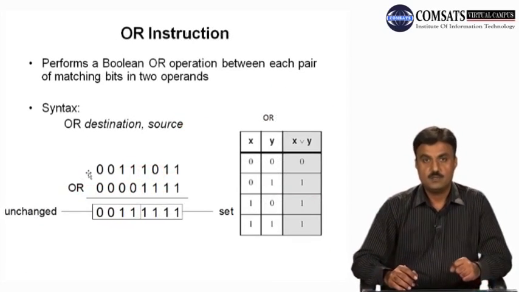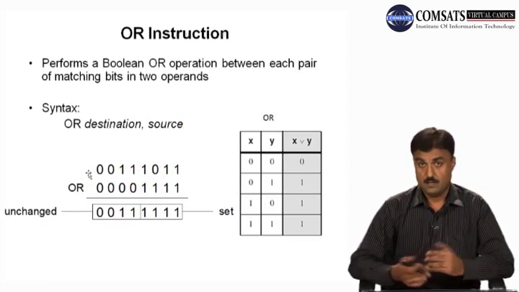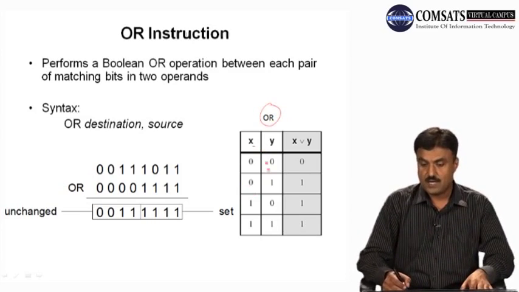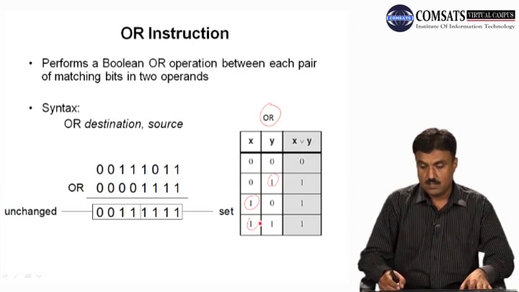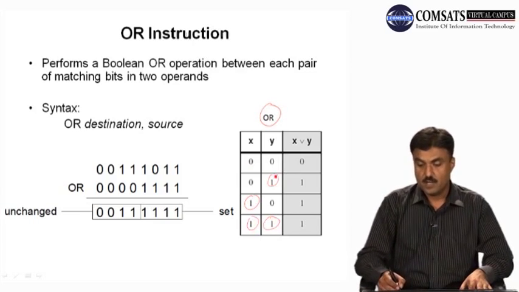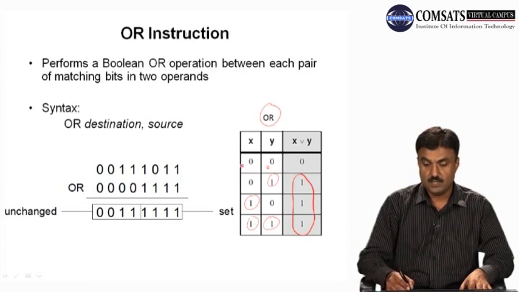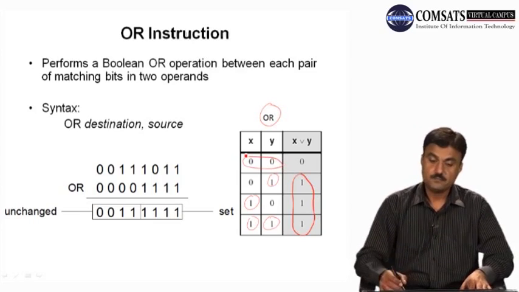Then we will move towards the next operation, the OR operation, and the instruction name is the OR instruction. There is a truth table for the OR operation. You can see here, if any of the bits is 1, when we compare a pair of bits, the output will be 1, even if both bits are 1. The output can be 0 only when the pair is all zeros.